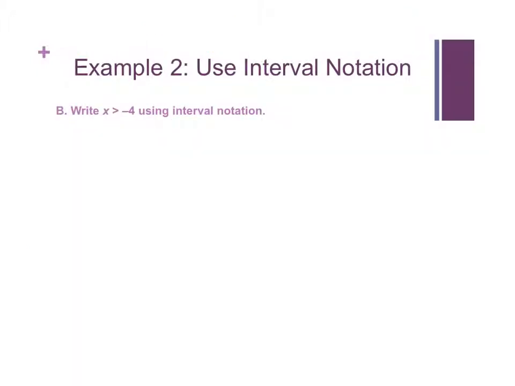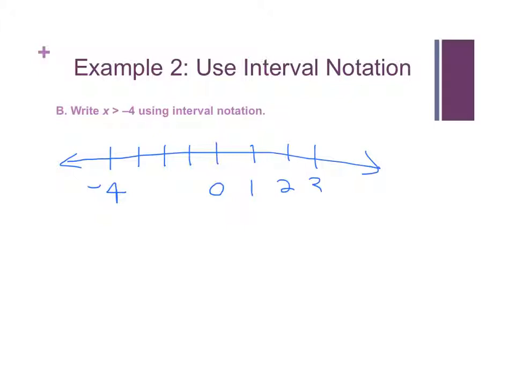Okay, for example B, we're going to use interval notation again, except for this time we're going to graph the inequality x is greater than -4. So I'm going to start this time with the graph of that inequality. And if I look at 0 being the middle of my number line, I would have -1, -2, -3, -4 here, and then 1, 2, 3, and 4 on the other side.